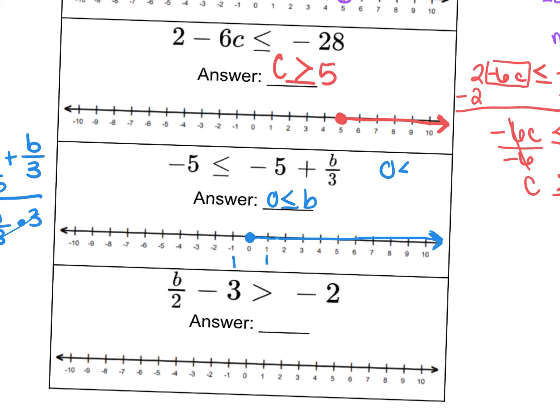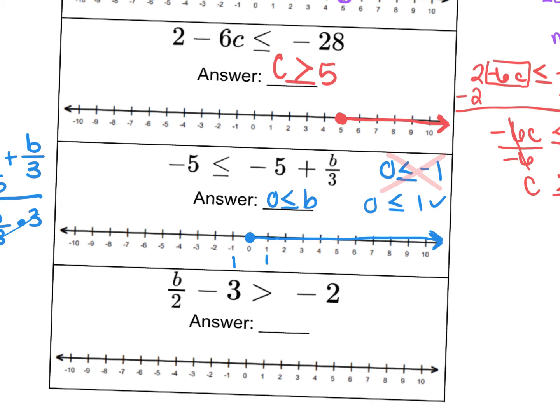If I said 0 is less than or equal to negative 1, well, that's not true. 0 is bigger than that one. So that one doesn't work. Versus if I said 0 is less than or equal to 1 on the right side, well, that one does work. So we're going to keep that one.